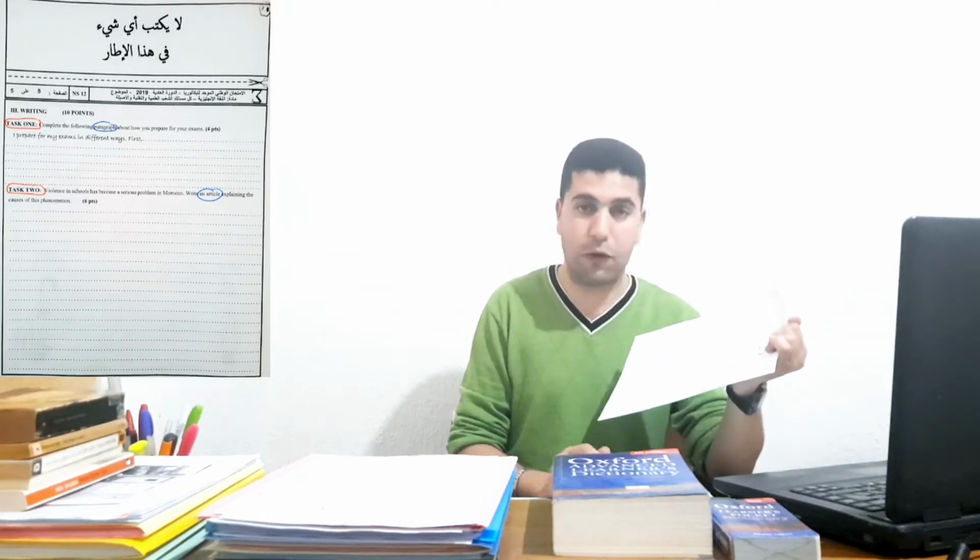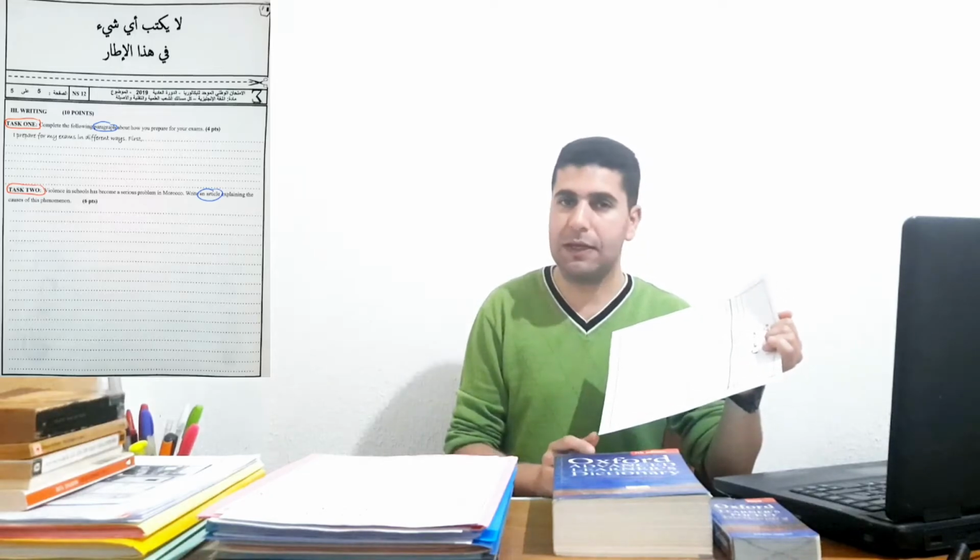Let's go to part number 2. Here, as you can see, we have: violence in school has become a serious problem in Morocco. Write an article explaining the causes of this phenomenon. Now, this is an article or an essay. How many paragraphs do you think we will have in this essay or in this article? Very simply, you can write 3 paragraphs.